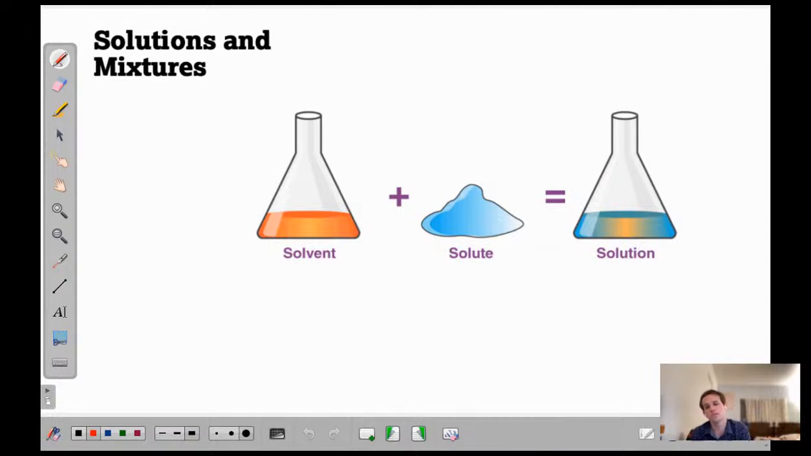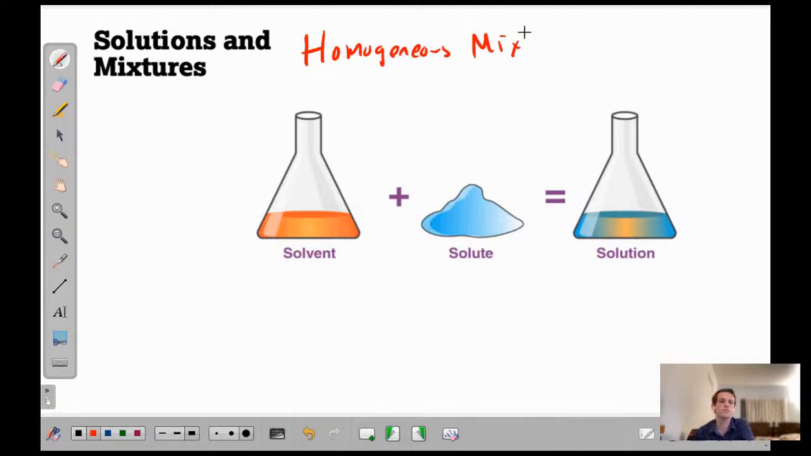What do you need to know for solutions and mixtures? Well, of course, you should know what a solvent is. You should know what a solute is, and that's when you put them together, you get your solution. So the solvent is what's doing the dissolving, and the solute is what's being dissolved in it. And a solution is, we talked about mixtures in, I think, one of the first videos. It's essentially a homogeneous mixture.